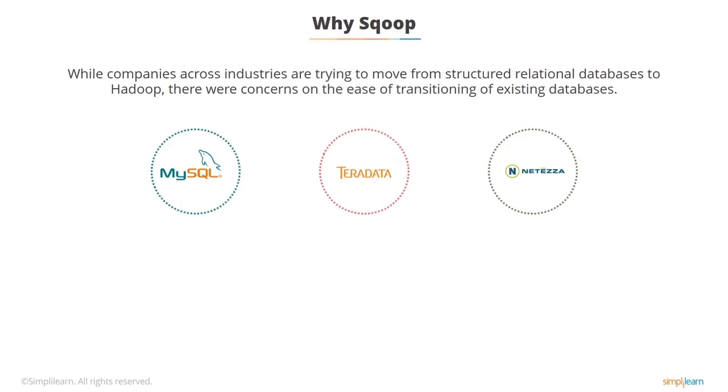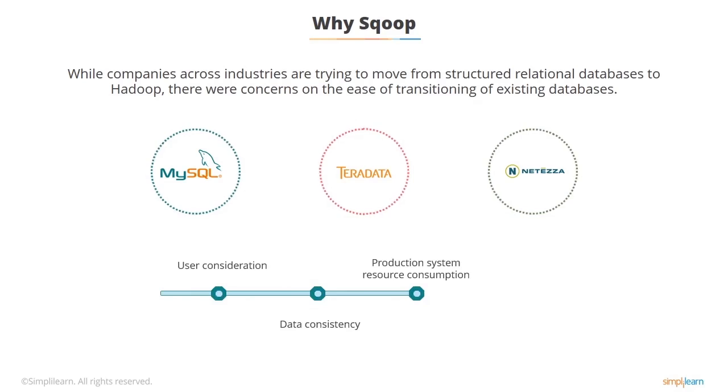It was challenging to load bulk data into Hadoop or access it from MapReduce. Users had to consider data consistency, production system resource consumption, and data preparation. Data transfers using scripts was both time-consuming and inefficient. Direct access of data from external systems was also complicated. This was resolved with the introduction of Sqoop.